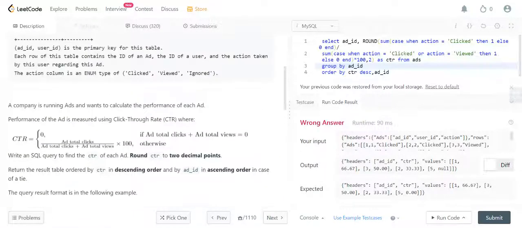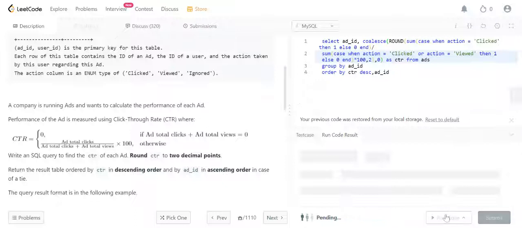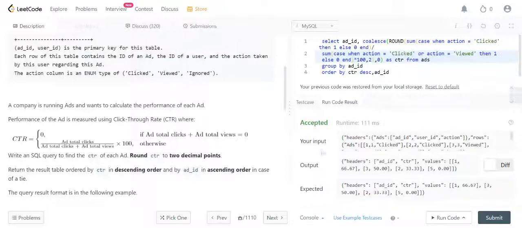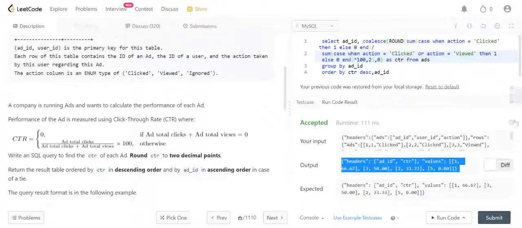In case of null, we have to populate 0. If total clicks plus total views is equal to 0, then we have to populate it as 0. So what you can write here is coalesce. In case of null, it will populate it as 0. Now run it once again. So we have got the output.